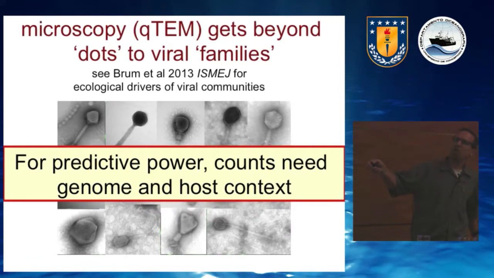And I'll just let you know that in that same paper I showed earlier, Jennifer Brum also elucidated ecological drivers of viral community structure from that global sampling. And it turns out temperature and salinity are major drivers. But if we really want to get at predictive power, I think we need to get at virus-host interactions, and we need to understand the underlying genome of the virus, because that can tell us so much about these metabolic influences.